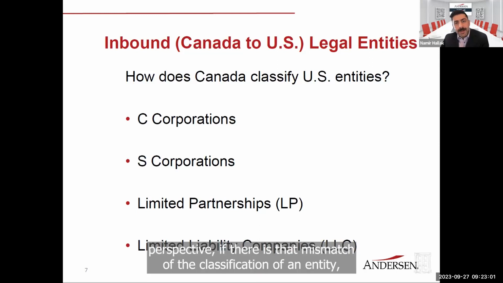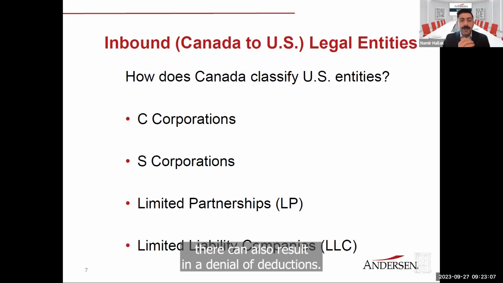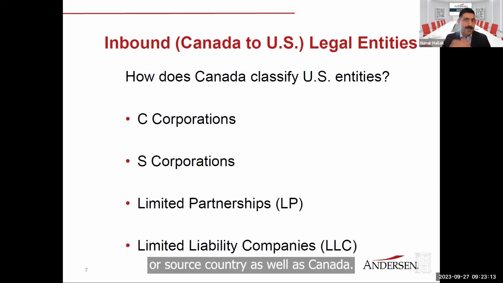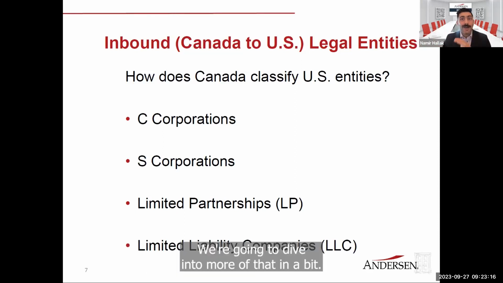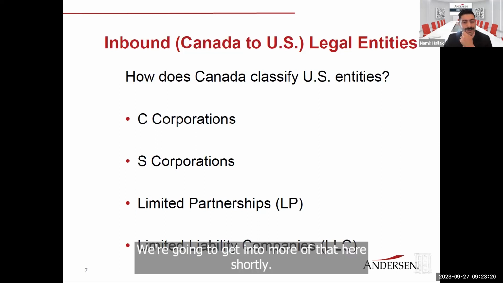And from a US perspective, if there is that mismatch of the classification of an entity, that can also result in a denial of deductions. And in an extreme case, that can also mean double tax of income in the US, your source country, as well as Canada. We're going to dive into more of that in a bit. So if that's still not super clear, we're going to get into more of that here shortly.